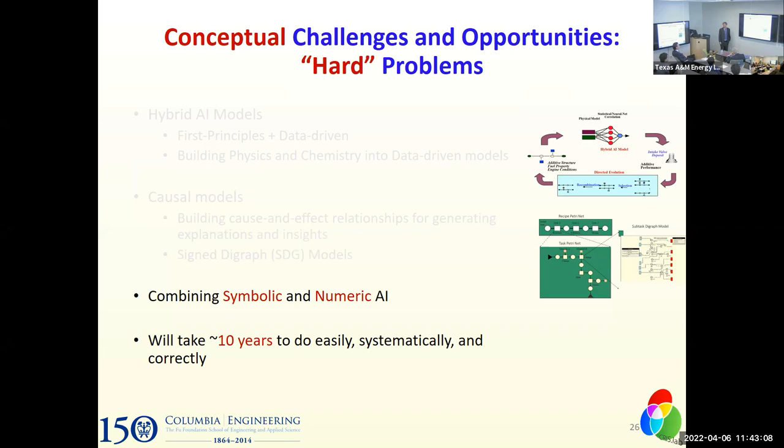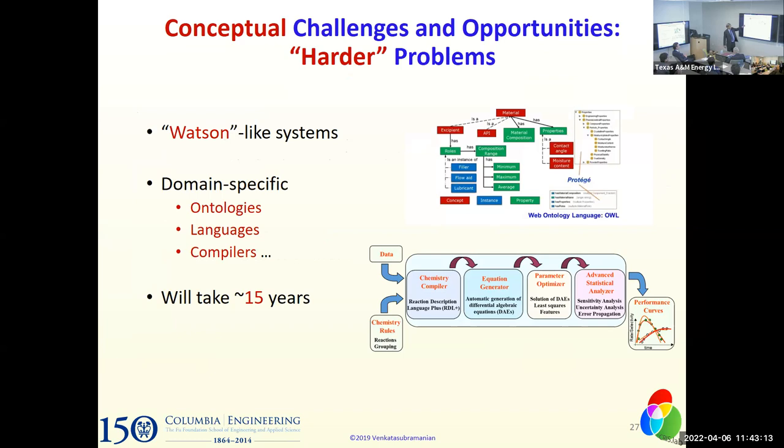Harder still is building these Watson-like systems for materials design or intelligent control. Remember the ASM project? We still don't have that system. That system which we envisioned in 1995, roughly 30 years later, we still don't have it because it is a hard problem. So that requires building ontologies, languages, and compilers. So I think this might take another 15 years. So this is where I think the researchers should focus. These are the conceptual challenges that I mentioned at the opening.